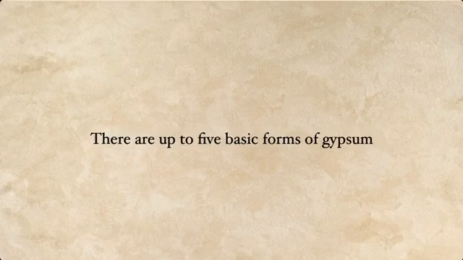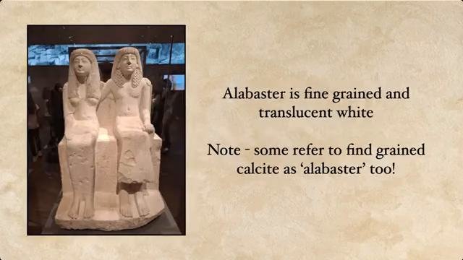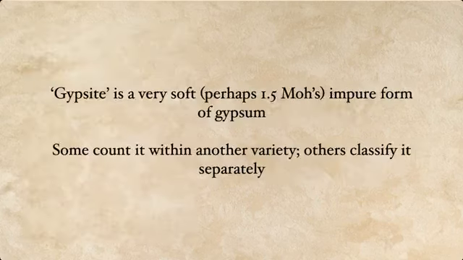There are up to five basic forms of gypsum. The first and probably the most famous is alabaster, which is fine-grained and translucent white. A little note: if you look this up, you'll see in a lot of archaeology texts that people refer to fine-grained calcite as alabaster too. In mineralogical sources, alabaster is fine-grained and translucent white gypsum, not calcite, but just to let you know in advance, you may see the term used for both.